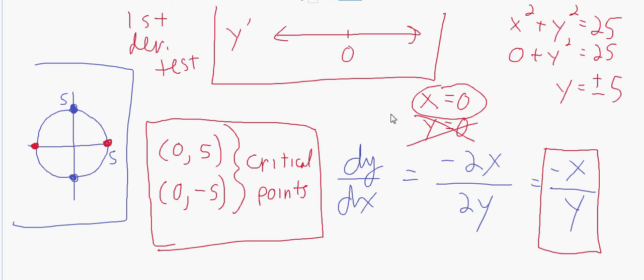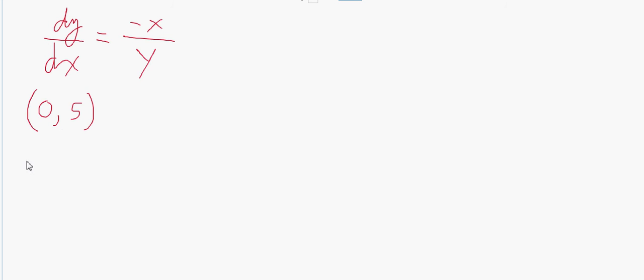So here's how we're going to do this. We know it's 0. The derivative is 0. Okay, we've already figured that out. Now we got to find out what the second derivative is. So let's go to the next page. We said our first derivative is negative x over y. We've determined that there are critical points at 0, 5, and 0, negative 5.